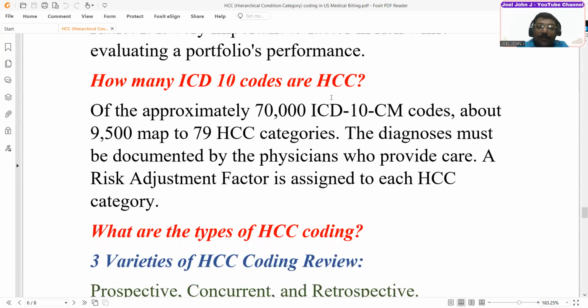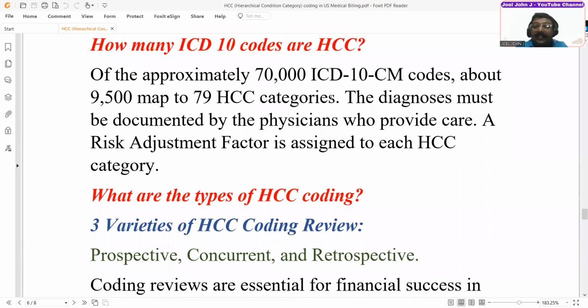How many ICD-10 codes are HCC? Of approximately 70,000 ICD-10 CM codes, this is very important, note it down. So don't try to memorize all this. Just look for the correct ICD-10 codes based on the doctor notes, the patient history mentioned, the diagnoses the doctor has found, and the diseases the doctor has mentioned that this patient is suffering from. ICD-10 is given by the disease and symptoms and the patient medical history. Based on that, search on the proper checklist or use the proper software tool and update. Don't depend on your memory.